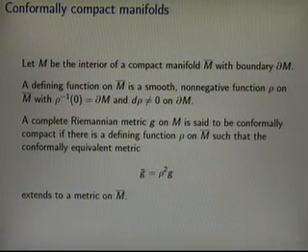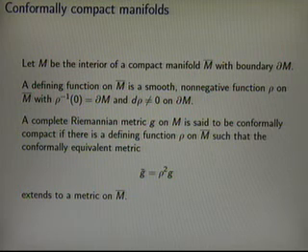Let me start by telling you what a conformally compact manifold is. You take the interior of a manifold with boundary. Let me first tell you what a defining function is. A defining function is a non-negative function rho on M bar, such that the pre-image of 0 is actually the boundary. We also need a regularity condition: d rho is not 0 on the boundary.